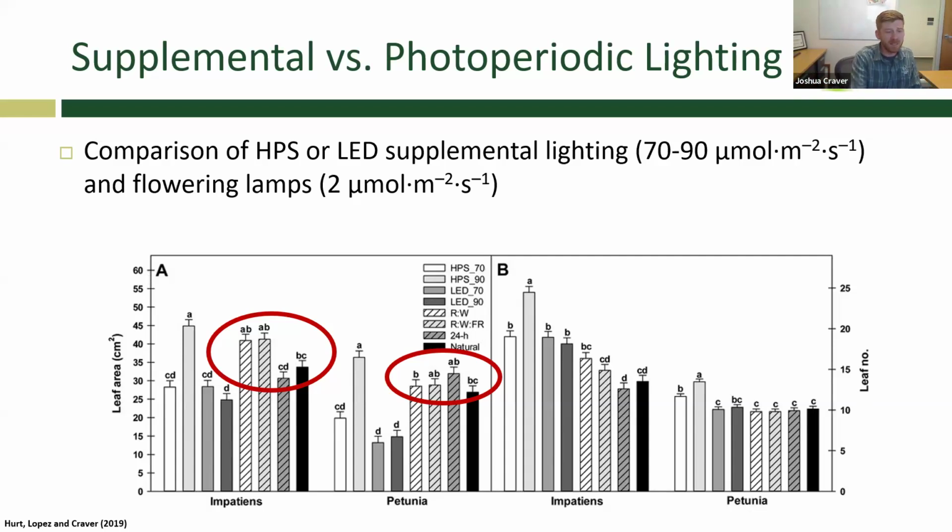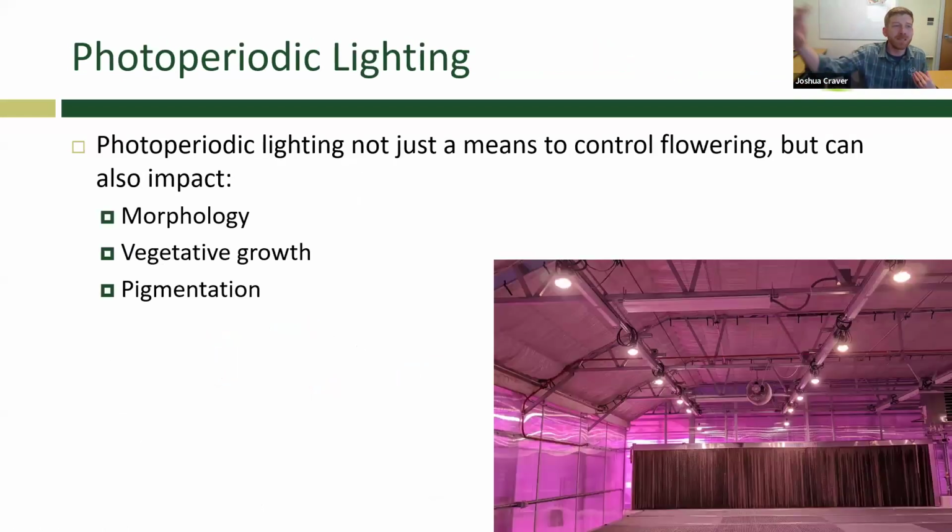This is something important to consider: even though photoperiodic lighting isn't contributing significantly to your DLI, and you're not going to see huge gains in photosynthesis, it's not just used for flowering. Just because it's not contributing to photosynthesis doesn't mean it doesn't contribute to morphology. Specifically, photoperiodic lighting is not just a means to control flowering, but can also impact morphology, vegetative growth, as well as pigmentation.